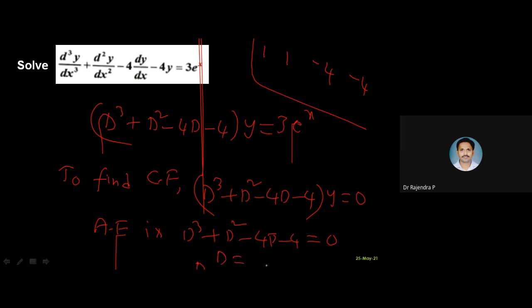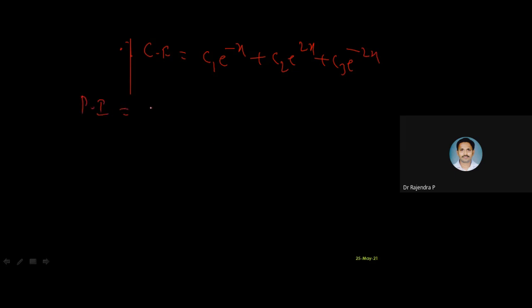Please do this, everyone. This is very important. If you are not able to do it manually, take the help of a calculator. No problem, that is allowed. So what are the roots we have? Minus 1, 2, minus 2. Therefore, your complementary function is C1 e power minus x plus C2 e power 2x plus C3 e power minus 2x.